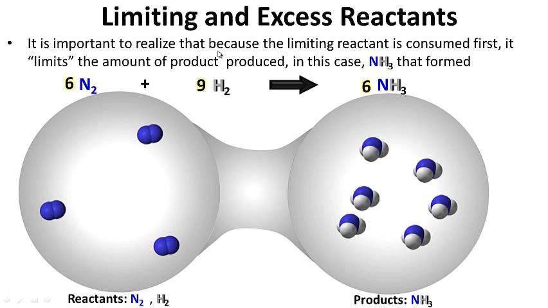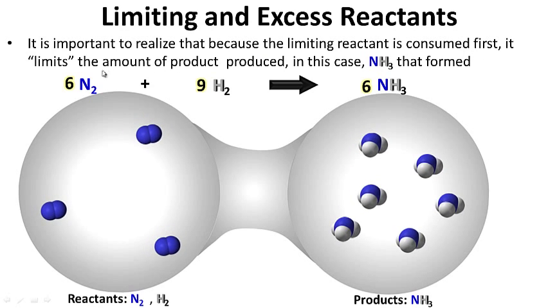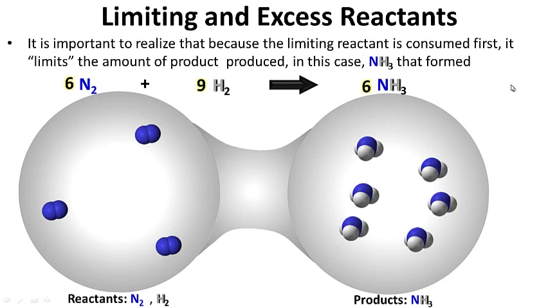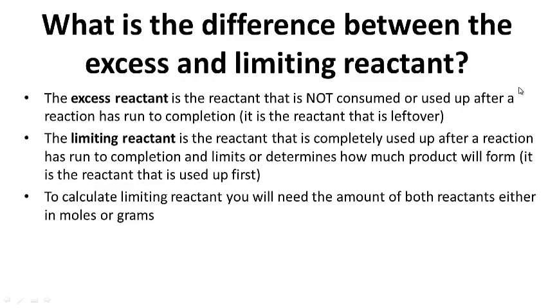So it is important to realize that because the limiting reactant is consumed or used up first, it limits the amount of product produced, in this case, NH3 that can form. So for your notes, what is the difference between the excess and limiting reactant? Go ahead and pause this while you write. I'm going to move on.